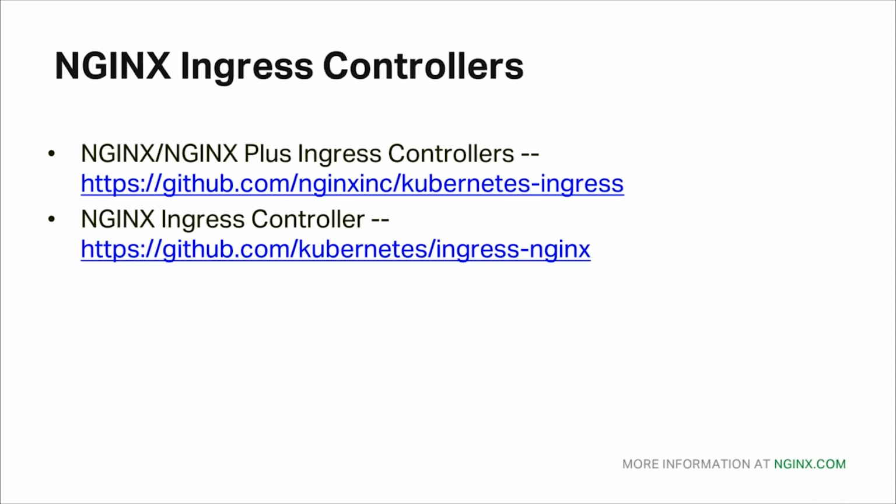You will find that there are two NGINX Ingress controllers out there. There is one in the NGINX Inc. GitHub repo, and there is another one in the Kubernetes repo. Which one should you use, and what are the main differences?